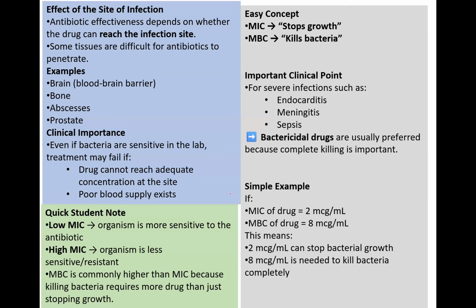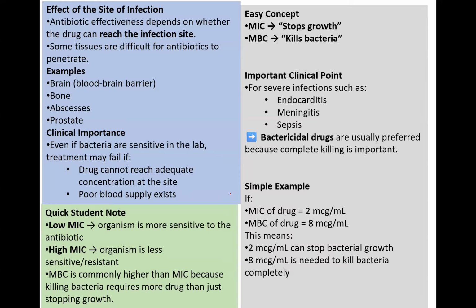Now, effect of the site of infection. The effect of an antibiotic basically depends on whether the drug is going to reach the infection site. Very important, right? Some tissues are very difficult for antibiotics to penetrate, for example the blood-brain barrier, bone, certain kinds of abscesses, and the prostate. If there is an infection in the prostate, it is really difficult for the antibiotic to cross that area and reach the infection site.